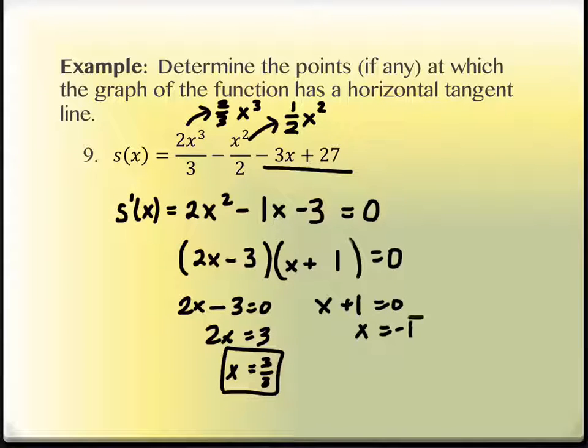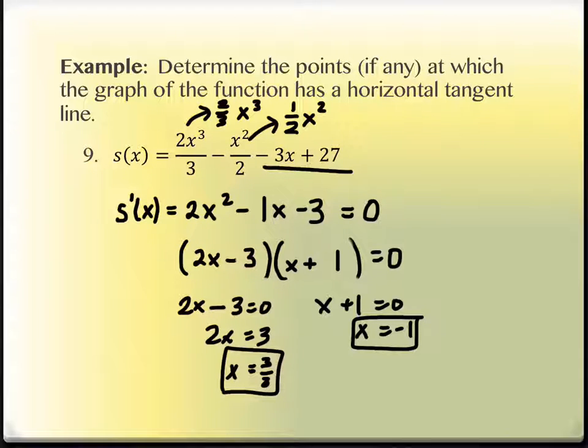And over here, x is negative 1. Is this to find points? These are the x values. It says determine the points, if any, at which the graph of the function has a horizontal tangent line. So we're not actually answering the full question just yet. We just found the x values for it. If I have an x value, though, can I find a y value?